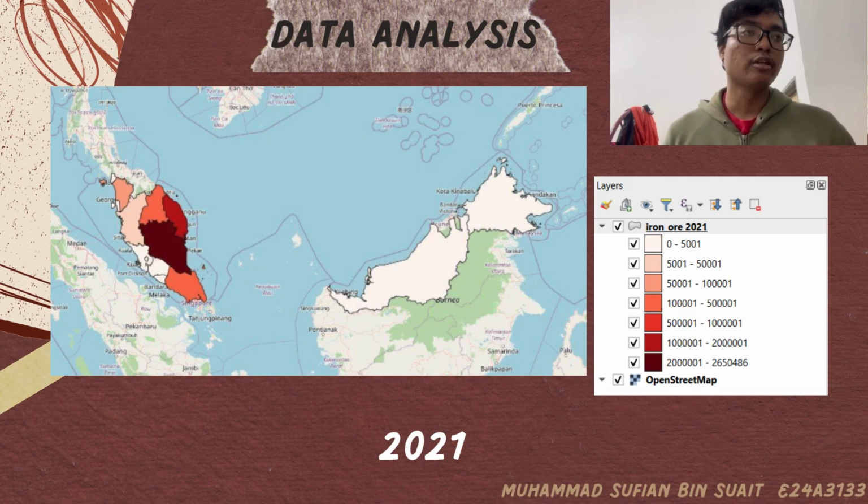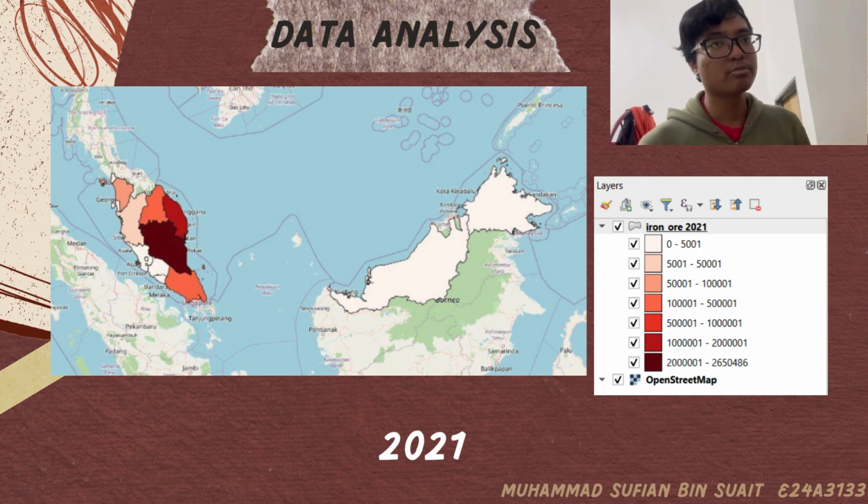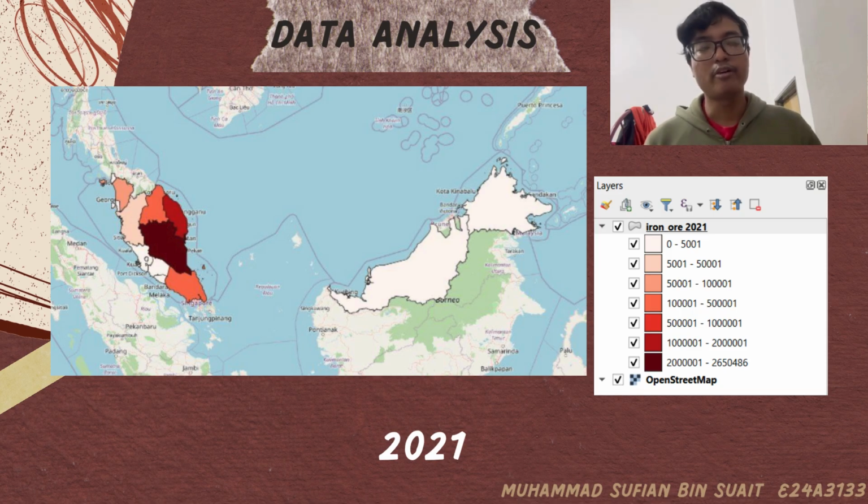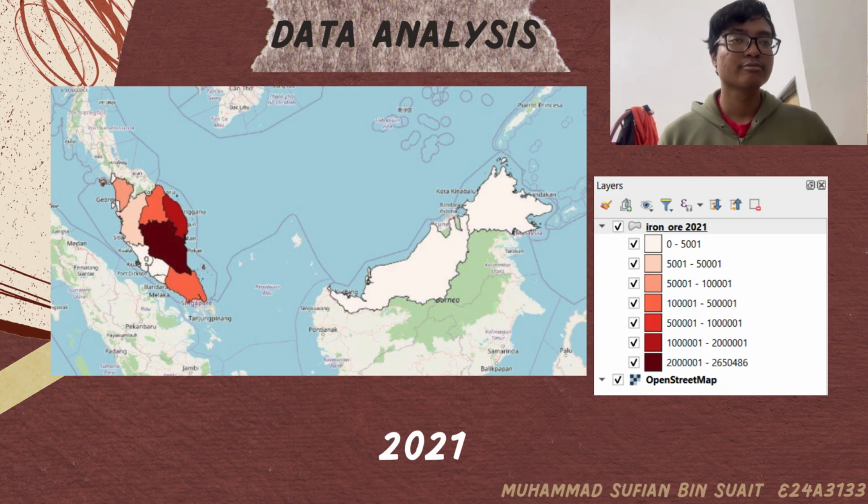And also, I forgot to mention, there's quite a steep decrease between 2020 and 2021 production, probably because of COVID. 2020 is actually the peak year of iron ore production in Malaysia.